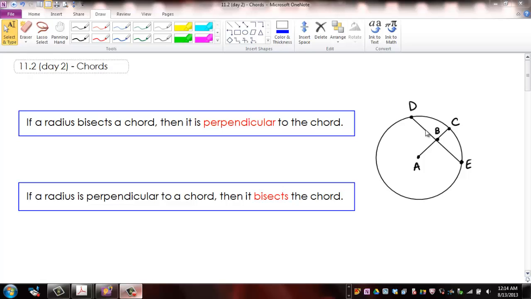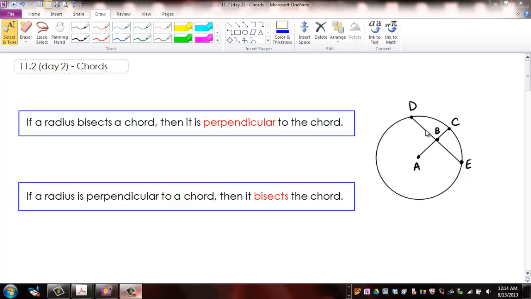This is the video for section 11.2, day 2, chords. Please follow along with your video worksheet. The first section has all the terms, definitions, and diagrams that I will be using, and the second section has all of the example problems that I will be showing you. Please fill in the worksheet as you watch the video.